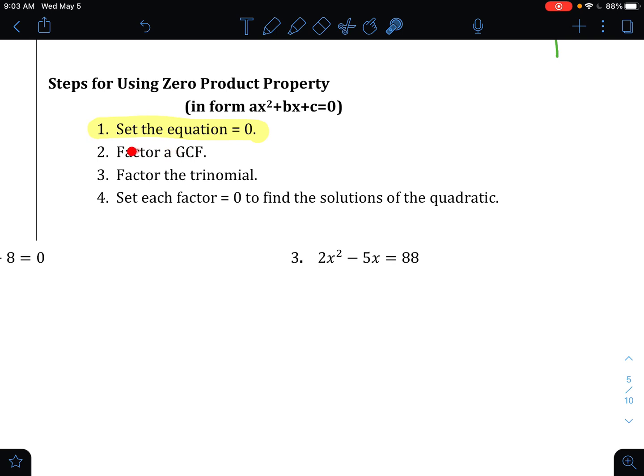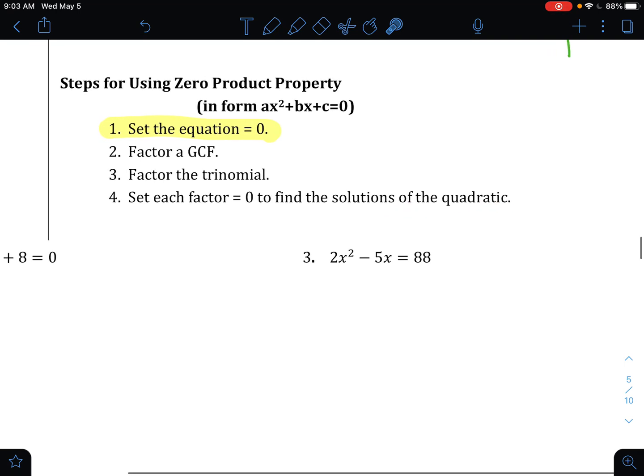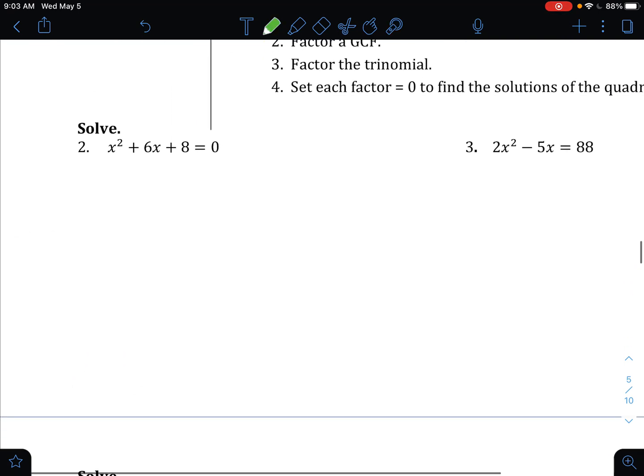All right, number 2, factor a GCF. If it doesn't exist, we can skip it. Then we factor the trinomial. Then we're going to use the zero product property to set each factor to 0 to find our solutions of the quadratic.